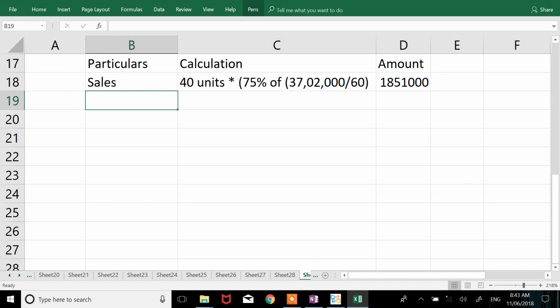40 into 46,275. Same answer. Selling price has to remain same. You do 80, you do 60, doesn't make any difference. You can try doing it, you will get the same answer.